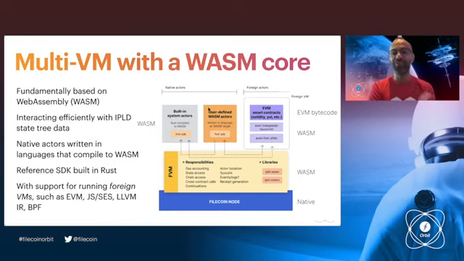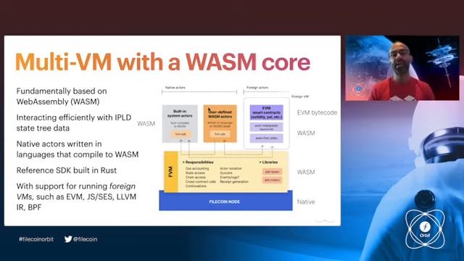This doesn't mean that you want to use any language that compiles to WASM, because you do have to be aware of the runtime costs and the overheads of certain languages. One language that we think produces really succinct and nice WASM is Rust. So we're building the reference SDK in Rust.